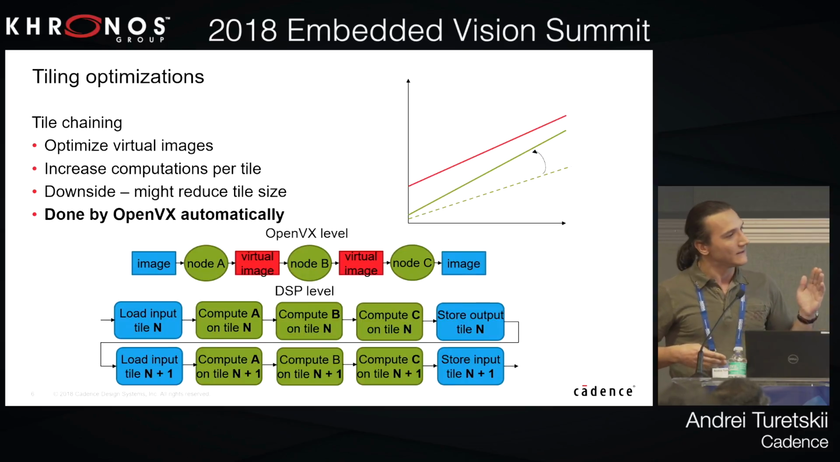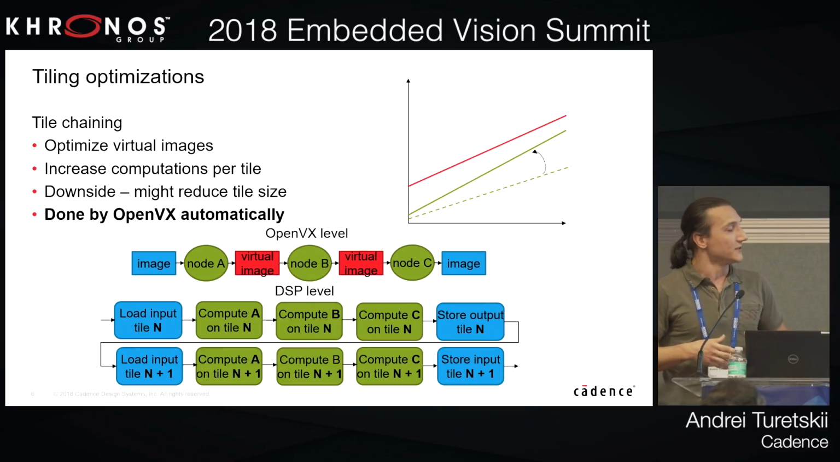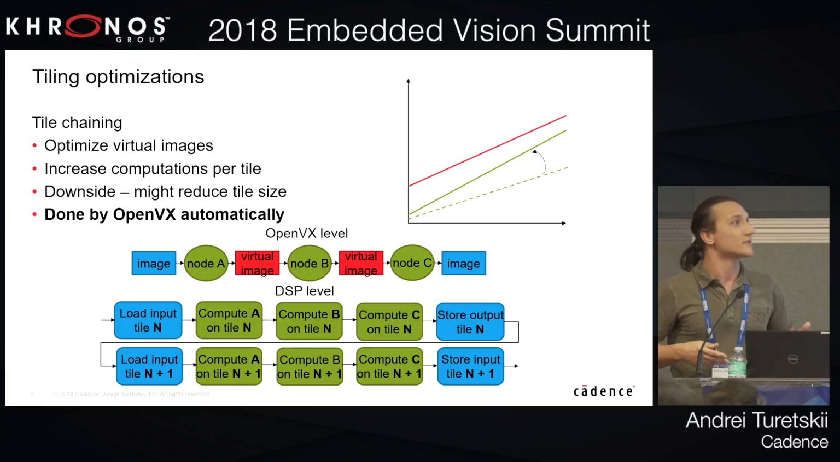That means there are higher chances to cross the red line in the memory limit zone and avoid DMA transfer waiting time. As a downside, it can reduce tile size because, since we gather more nodes, we might need more buffers for tiles, which means tiles should be smaller. So that's some kind of trade-off.